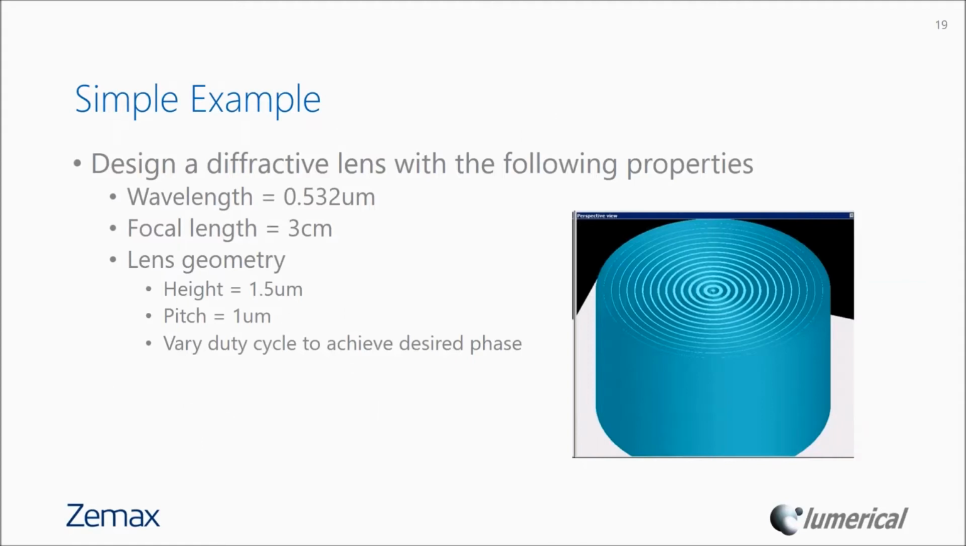So for this example, I'm going to set the wavelength to be 0.532 microns, and I want to design a lens with a focal length of 3 centimeters at this wavelength. For the lens geometry, I'm going to use diffraction gratings. I'm going to fix the height at 1.5 microns and the pitch at 1 micron, and I'm going to vary the duty cycle to achieve the desired phase for the focal length that I want. For real lens design, you'll likely have many more parameters to play with, but the methodology is essentially the same.